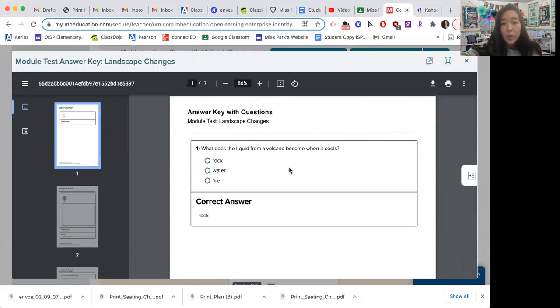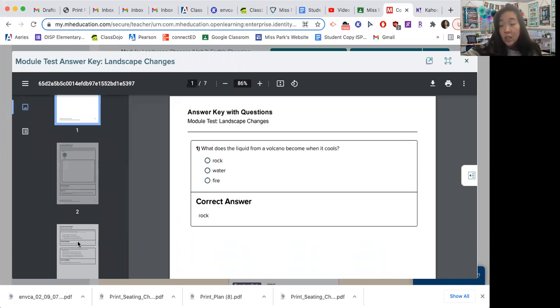Okay, question number 1. What does the liquid from a volcano become when it cools? The liquid from a volcano, when it cools, turns into rock. And then remember, when that lava flows onto the land, it changes the formation of the land. So the land also changes and it creates new land because that lava cools into rock.